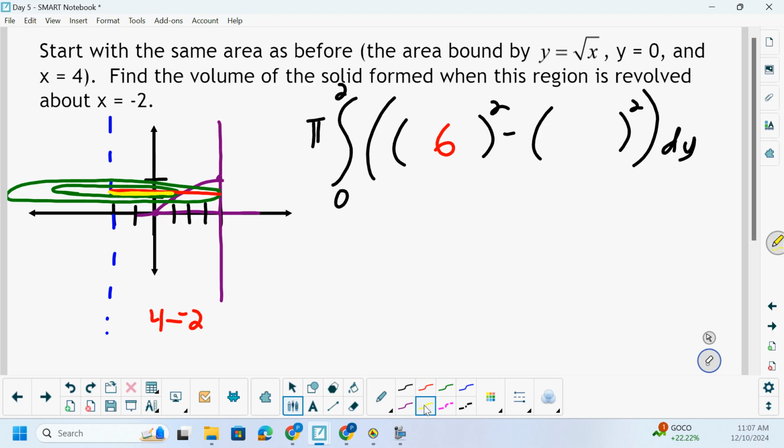For the inner radius, we will do right minus left again. Keep in mind we're dy, so we want to think of this equation as y squared equals x. So our right edge is y squared minus the left edge, which is negative 2. So we'll end up with y squared plus 4 from there.